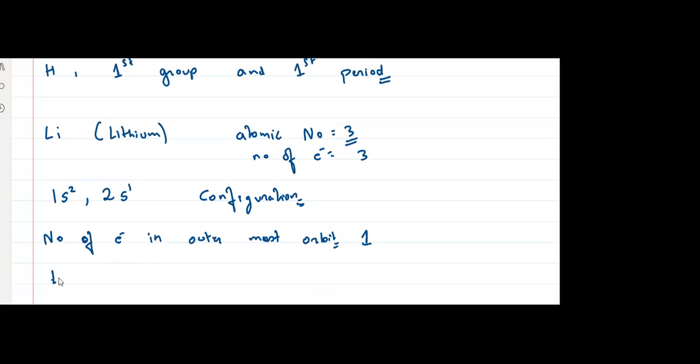So it tends to lose one electron. So what is the valency? Tell me. Sir, +1. If it loses an electron, it becomes positive. See, if it loses, then it will become Li+1 now. Yes or no?